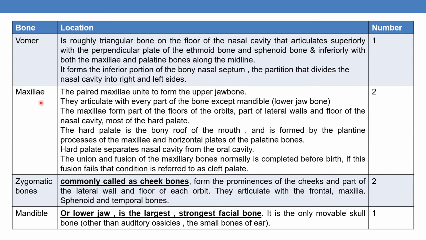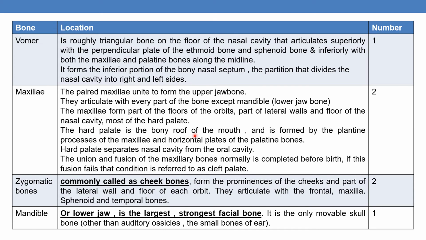Now coming to maxillae, they are two in number. The paired maxillae unite to form the upper jaw. They articulate with every bone of the skull except the mandible, that is the lower jaw. The maxillae form part of the floors of the orbit, part of the lateral walls and floor of the nasal cavity, and most of the hard palate.